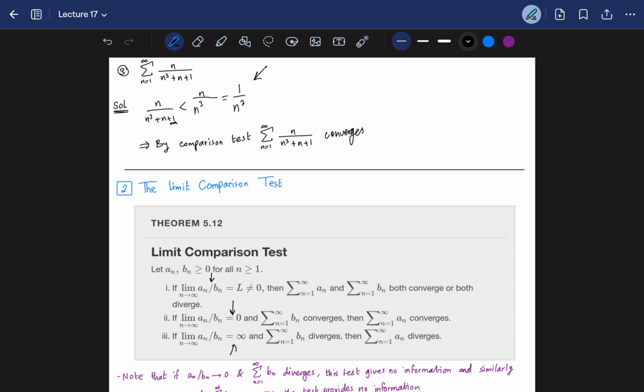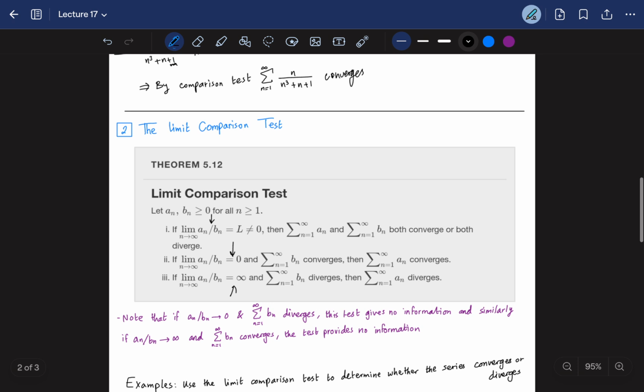Now, if I have the limit equal to 0 and the summation of bn diverges, then I don't know anything about the summation of an. And if the limit goes to infinity and the summation of bn converges, then this test does not provide any information about the summation of an. So it's only these conditions that work with the limit comparison test.